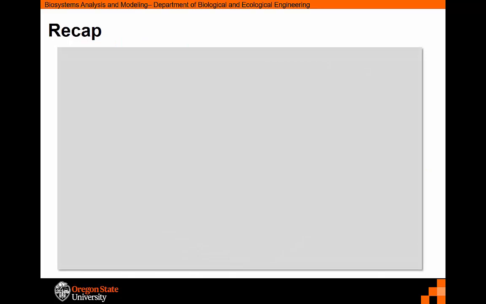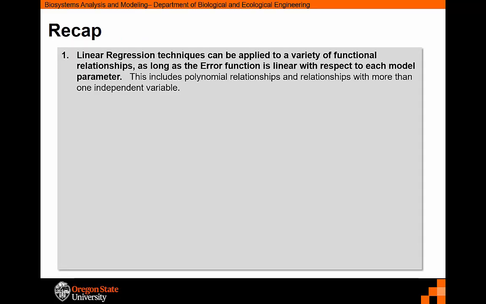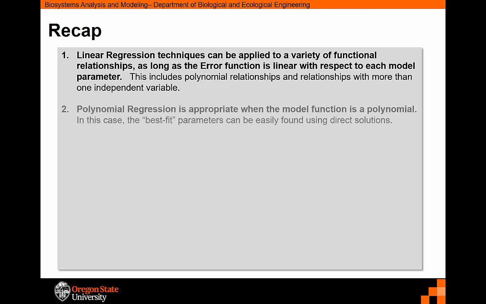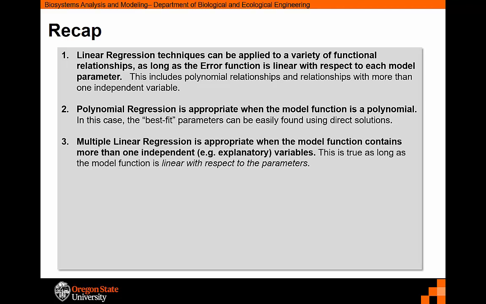So, to recap this module, we saw that we can easily extend the general approach we saw previously for simple linear regression for additional functional relationships as long as the error function is linear with respect to each parameter. In the case of a single explanatory variable where the model relationship is polynomial, we could apply polynomial regression to find the best fit parameters for a given observational data set. In the case of multiple explanatory variables, where the model relationship consists of a linear combination of those explanatory variables, we would apply multiple linear regression to find the best fit parameters for a given observational data set.